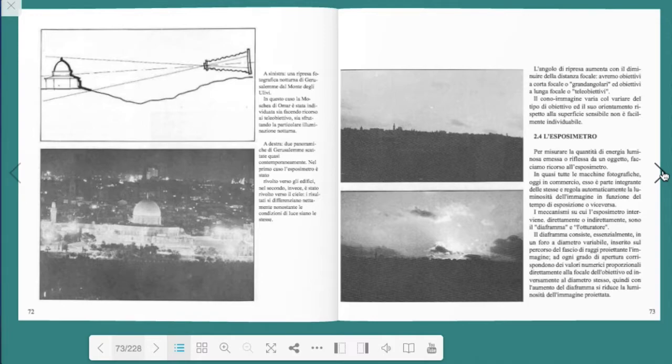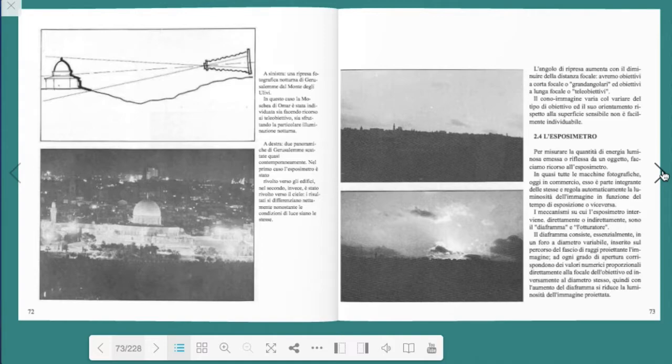Page 73. The angle of view increases as the focal distance decreases. We will have short focal or wide-angle lenses and long focal or telephoto lenses. The cone image varies with the type of objective, and its orientation with respect to the sensitive surface is not easily identifiable. 2.4 The meter.